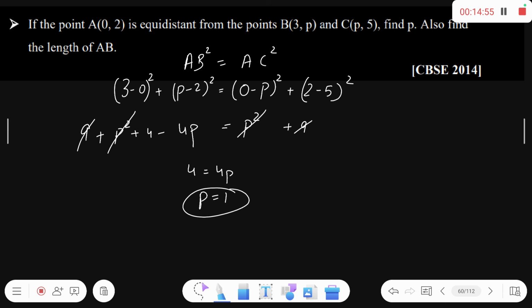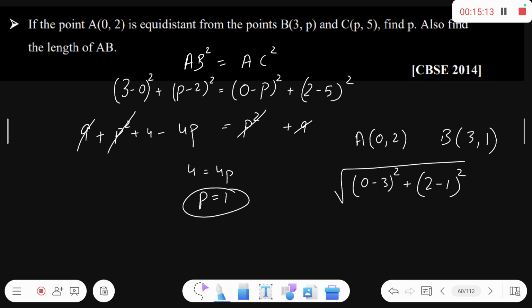If P is 1, find the length of AB. So A is your (0, 2) and B is your (3, 1). So solving under the root, (0 minus 3) whole square plus (2 minus 1) whole square. So AB is equal to this. 3 square is 9, (2 minus 1), 1 square is 1, under the root, that is root 10 units is your answer.